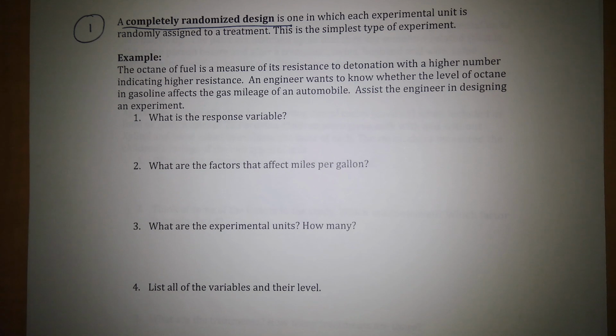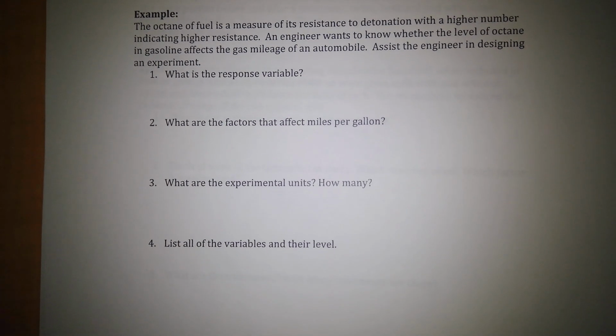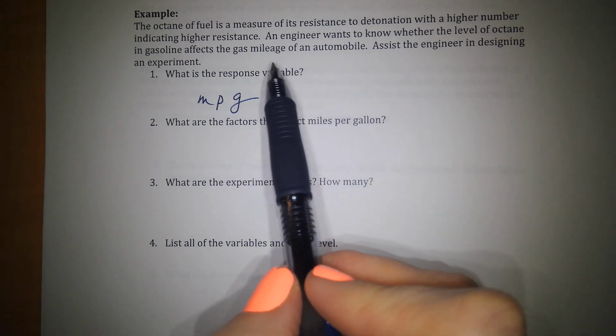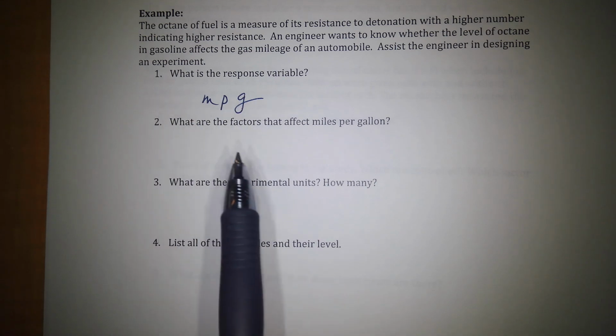Let's say the octane of fuel is a measure of its resistance to detonation, with a higher number indicating higher resistance. An engineer wants to know whether the level of the octane in the gasoline affects gas mileage of an automobile. Assist the engineer in designing this experiment. Again, this is a good time to pause. The response variable here is miles per gallon. That is what we are measuring. At the end of the experiment, we're trying to measure the gas mileage, and we're comparing gas mileage from vehicle to vehicle to see whether octane played a role.